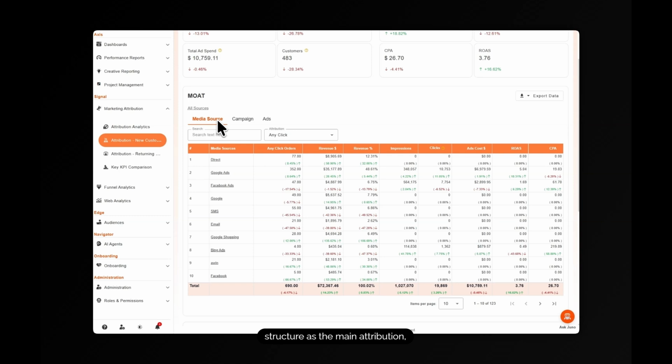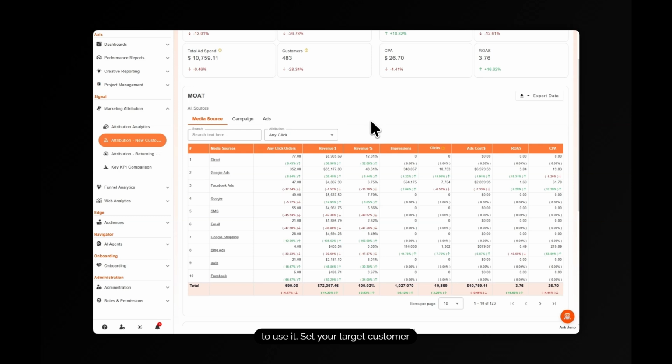Same structure as the main attribution dashboard: media source, campaign, and ads. But here's why this view matters on its own. A channel can look highly efficient in blended attribution while barely acquiring anyone new. And the opposite happens too. A channel can look weak blended in, but it's actually a strong acquisition engine that's getting buried by repeat purchase revenue from everywhere else. So here's how to use it.